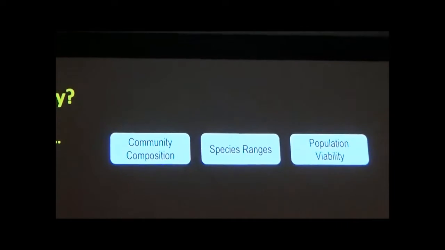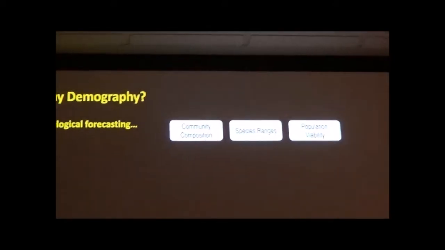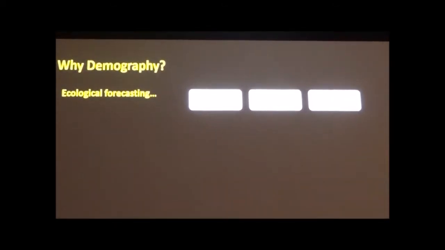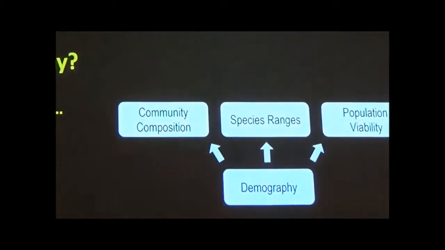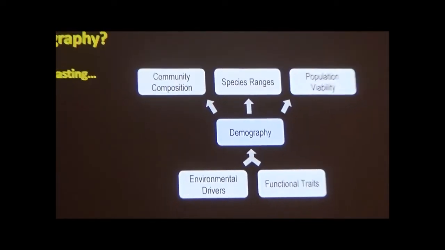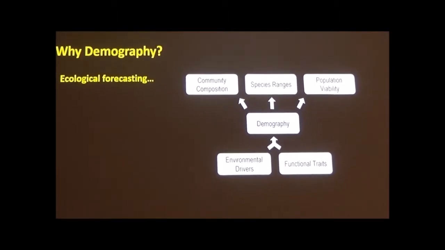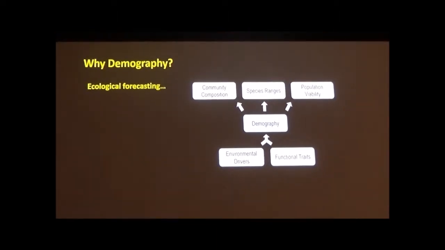One is thinking about ecological forecasting. I'll show you some examples in a little bit. This is a lot more important nowadays, I think we can argue, than maybe it has been in the past, with global change, trying to make predictions of what ecological communities are going to do in response. So we might be interested in things like changes in community composition or species ranges or population viability. In demography, the fates of individuals underlies all of this. And underlying that are things like environmental drivers, could be climate, could be soil conditions. We can also think about functional traits that might be easier to measure than some other aspects of demography, potentially thinking about how these traits might inform larger scale outcomes at the population or community scale.